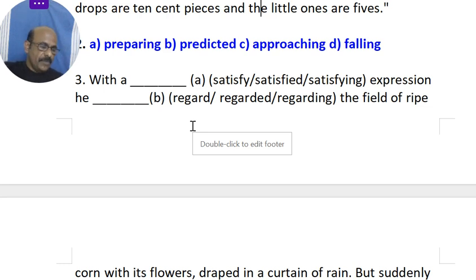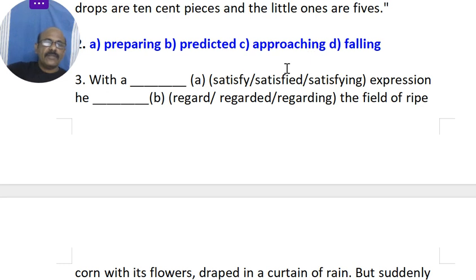So that means now they always felt happy, a satisfied expression. Here satisfied is an adjective. Satisfied expression. Why was the expression satisfied? Because after looking at the rain, they felt they were going to get a somewhat good crop, and after that the money, like that. So that's why it was a satisfied expression.